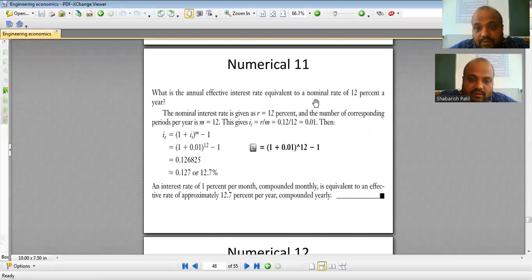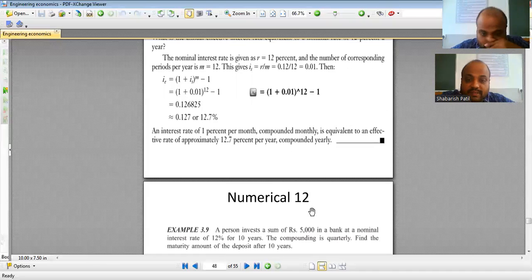So as I told you, if it is being compounded in sub periods, then your effective interest will be more than the nominal rate. Please remember, your effective interest will be more than the nominal rate. So it is not 12. It is equivalent to 12.7% of the interest, which is compounded yearly.